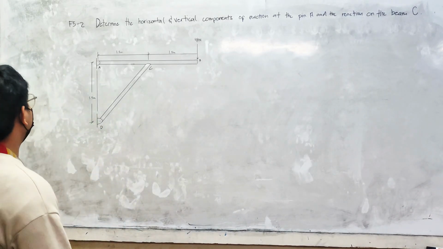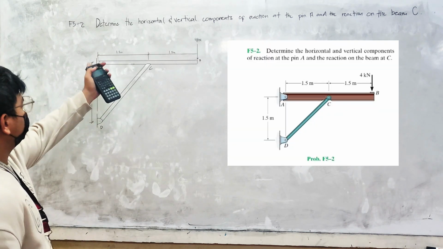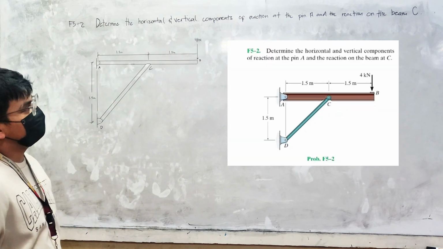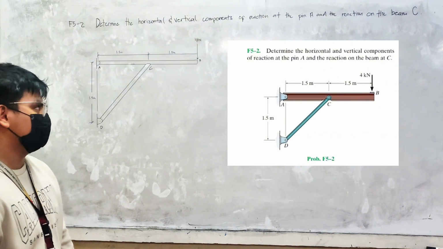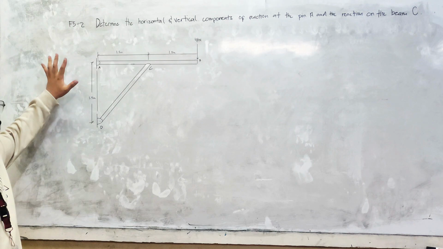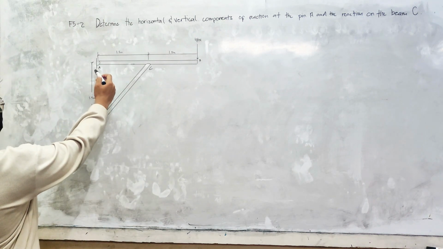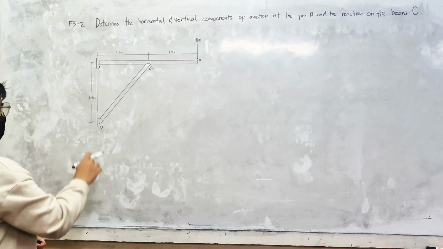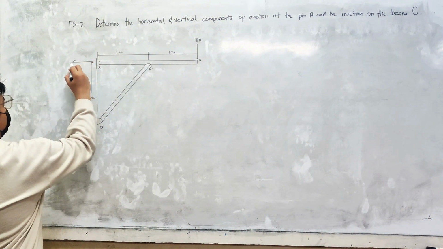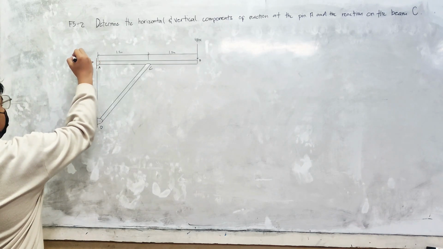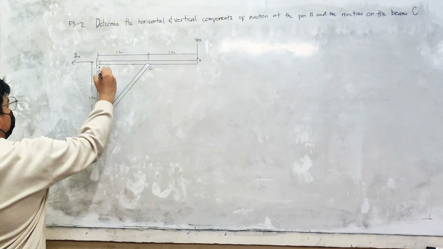So for today, I'm going to answer F5 number 2. So the problem is, determine the horizontal and vertical components of reaction at the pin A and the reaction on the beam C. So as you can see here on our figure, we have our pin A, which has two reactions. It is our AX, here is our AY.